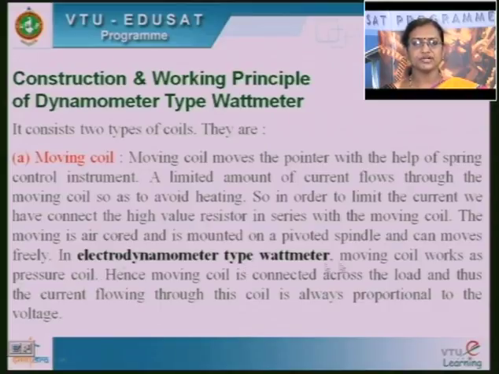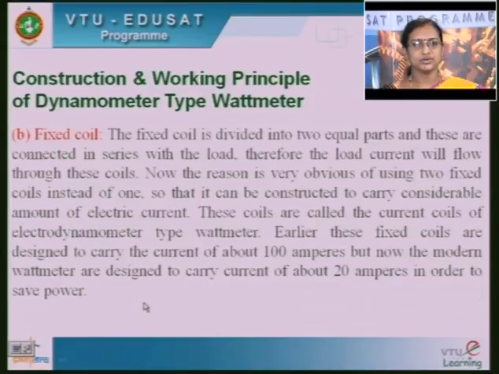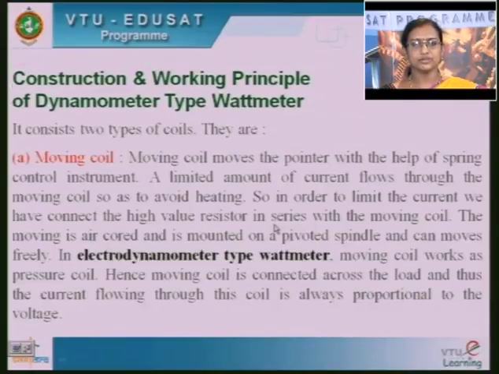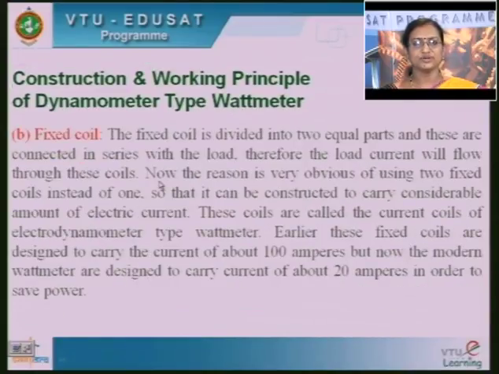In the electrodynamometer type wattmeter, the moving coil works as a pressure coil, and we also call it a potential coil because it is going to measure the voltage. The moving coil is connected across the load, thus the current flowing through this coil is always proportional to the voltage. Now you see that the fixed coil is connected in series with the load, so you use it to measure the current flowing through the load.